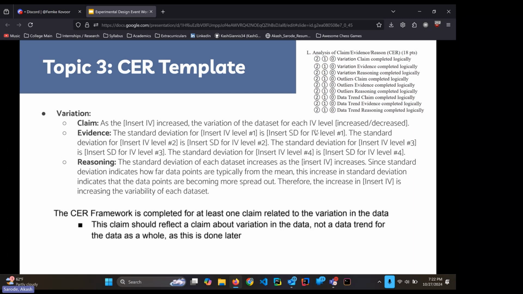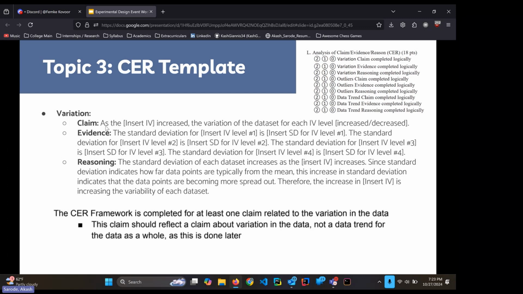So the reason that a lot of the time we had a trend for this, and it was something that we could do for CR, is because when you increase the IV for a lot of experiments, especially in physics, the precision of your results is gonna decrease a lot of the time. Like your data is gonna get more spread out as you increase the IV, because usually when you increase the IV, it causes your experiment to become a lot more chaotic.